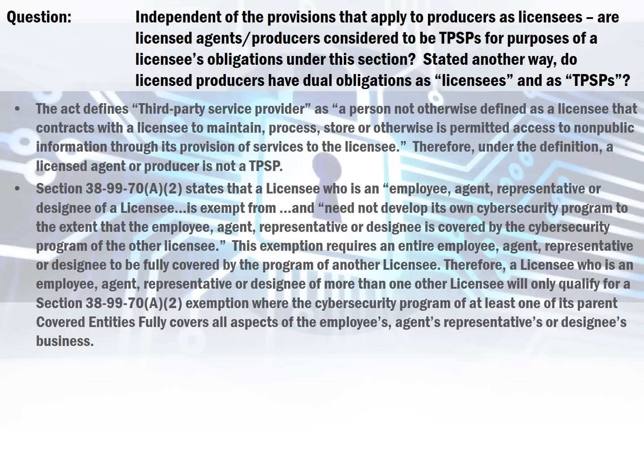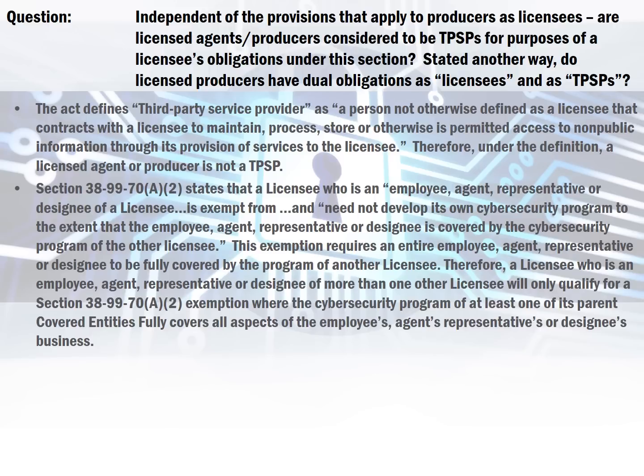Independent of the provisions that apply to producers as licensees, are licensed agents/producers considered to be third-party service providers for purposes of a licensee's obligations under this section? Stated another way, do licensed producers have dual obligations as licensees and third-party service providers? Section 3899-70, subsection A2 states that the licensee who is an employee, agent, representative, or designee of a licensee is exempt from and need not develop its own cybersecurity program to the extent that the employee, agent, or representative or designee is covered by the cybersecurity program of another licensee.